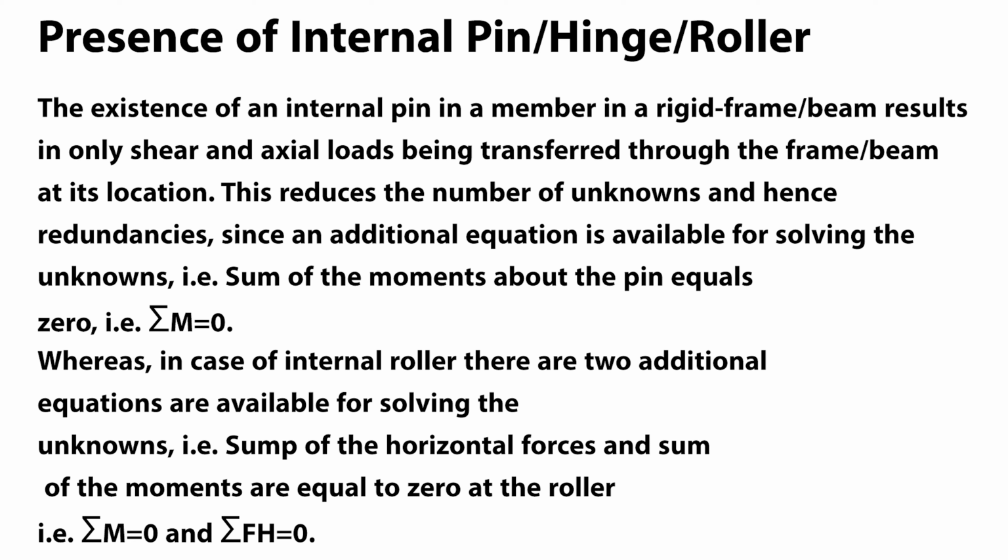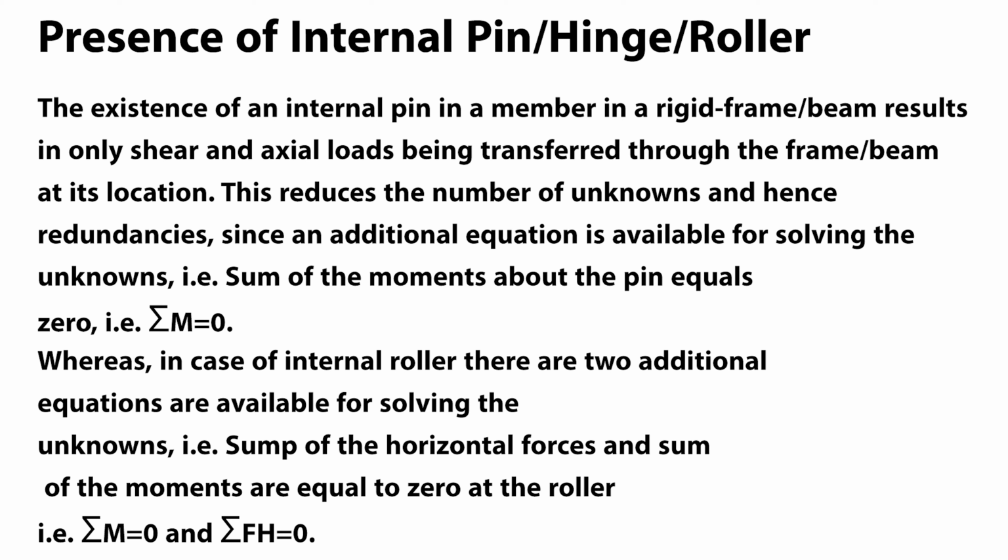The existence of an internal pin in a member in a rigid frame or beam results in only shear and axial loads being transferred through the frame or beam at its location. This reduces the number of unknowns and hence redundancies. Since an additional equation is available for solving the unknowns, the sum of moments about the pin equals 0. Summation M is equal to 0. So due to the internal pin support, there will be an additional equation to solve the unknowns of that frame.